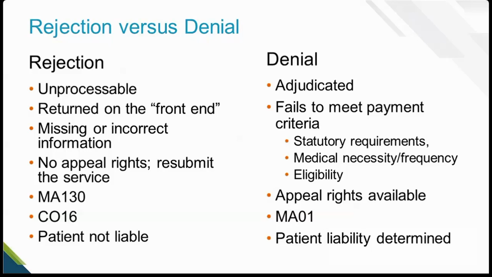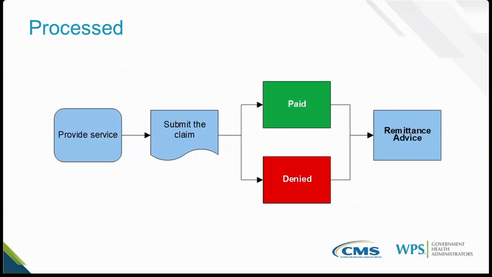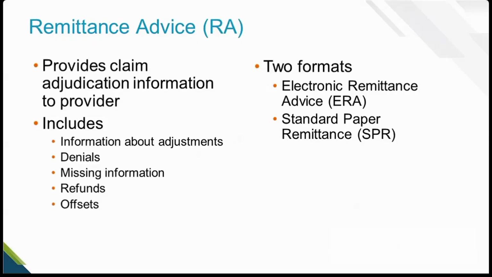All right, we're moving on now to this graphic, which shows the path for a claim that we've processed. You've provided the service, you've submitted the claim. Either we're going to pay the claim or deny the claim or pay a line or deny a line. And then that remittance advice, or that RA, is sent out. So let's talk a little bit about the remittance advice. I want to talk about the importance of the information it conveys.